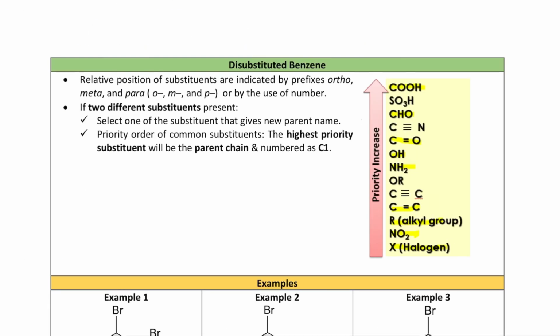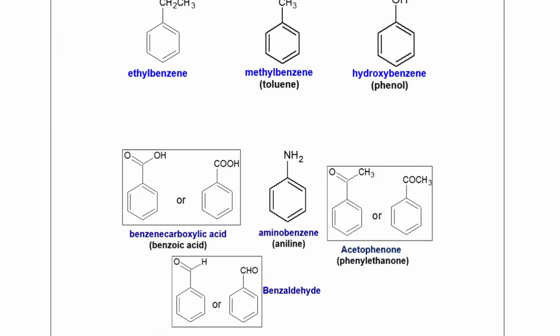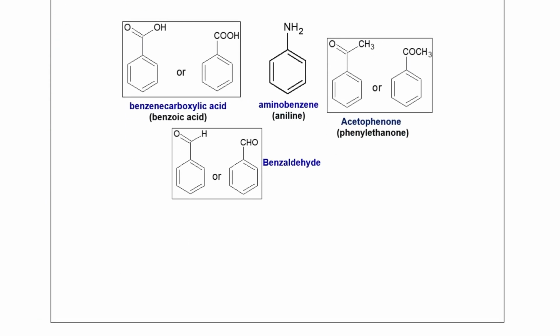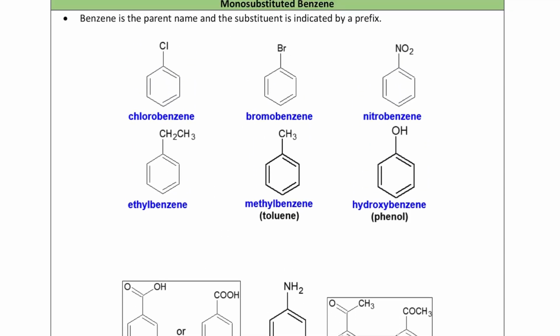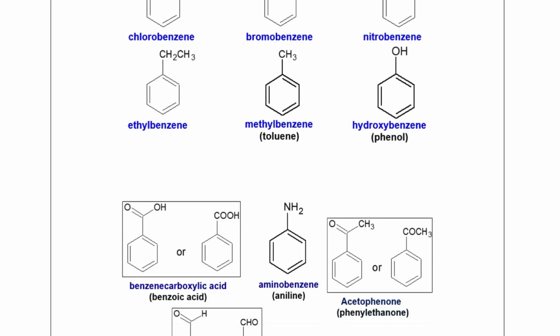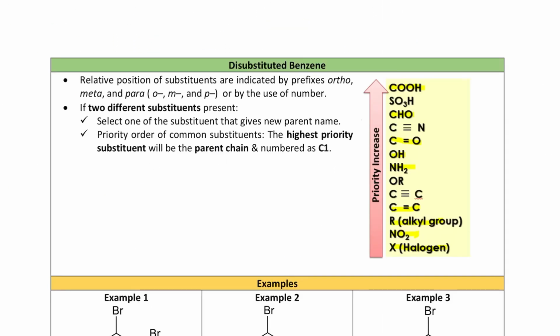Okay, so yang ini semua adalah monosubstituted benzene. So kamu kena hafal lah nama-nama ni. Okay, fahamkan, dan there are certain thing yang kamu kena hafal. Okay, so next kita tengok disubstituted benzene.